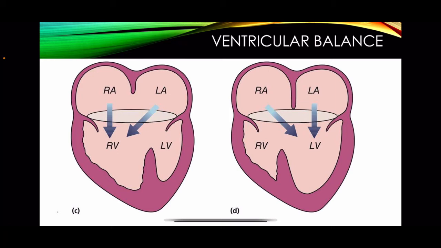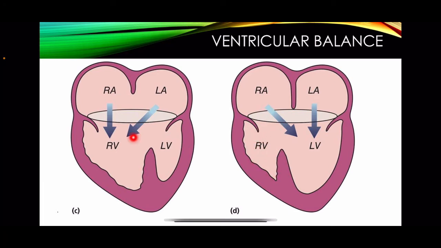If we have a patient that has its ventricular septum shifted to the right, in that case most of the blood coming from the right atrium and left atrium will go to the left ventricle, and the blood going to the right ventricle is less. So this right ventricle may be small, may be hypoplastic.